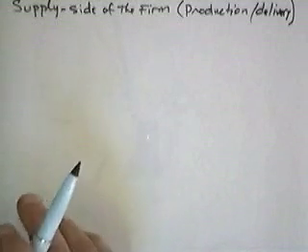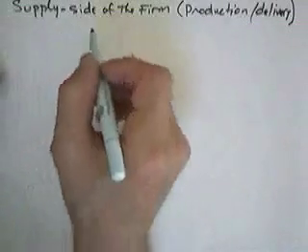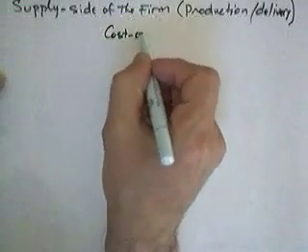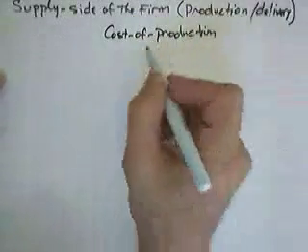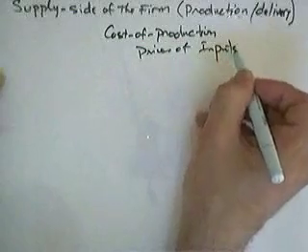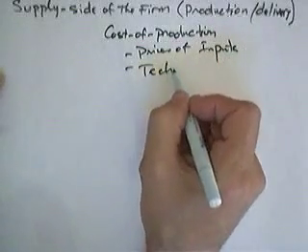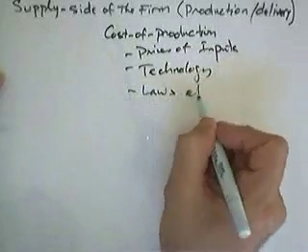We're going to talk about the supply side of the firm, or production delivery. Behind any supply decision, obviously, is the cost of production. That has to do with prices of inputs and technology, and of course laws, etc.